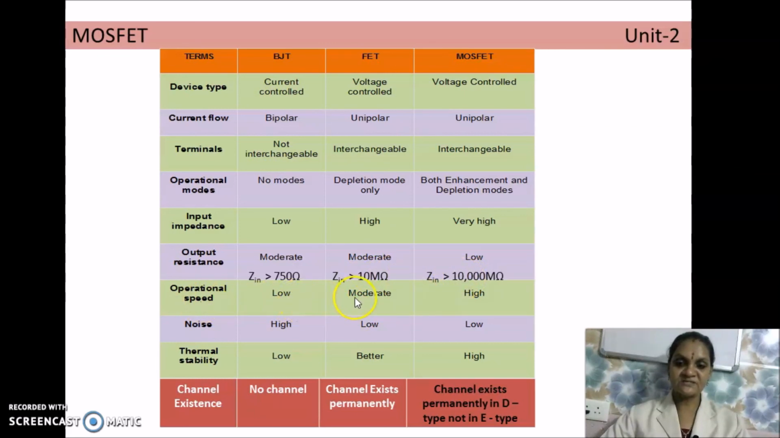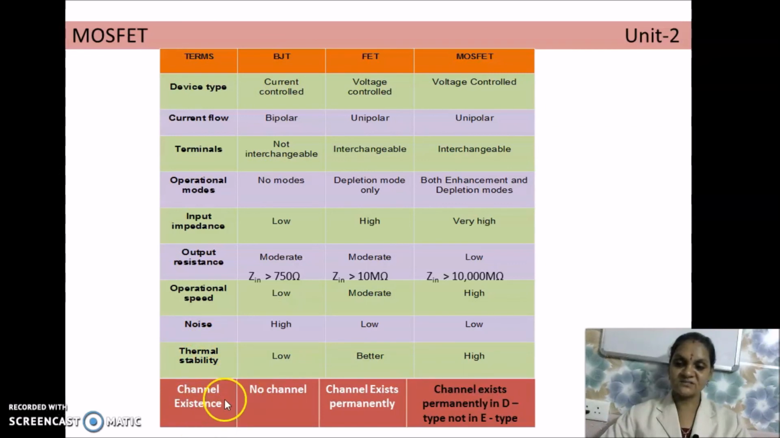Operational speed is, this is low, this is somewhat moderate, and this is very high. Because of this high switching speed only, it is almost preferable in all industrial applications. And the noise is also, this is very low compared to that of BJT. Thermal stability is, this is very high. That means whatever may be the changes in the temperature due to heat dissipation, it will not affect the functionality of the device. That's why we can say stability will be very high. Thermal stability means stability with respect to temperature.